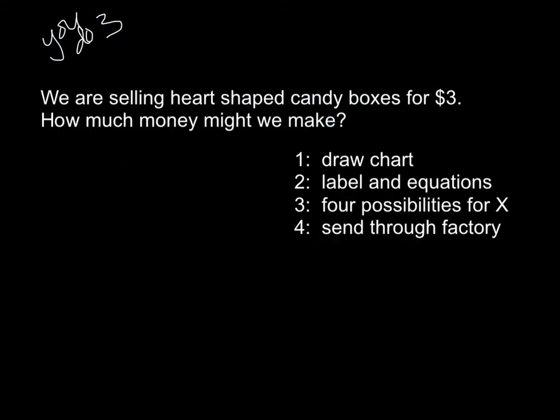Okay, the final you do, what it looks like in word form. We're selling heart-shaped candy boxes for $3. We don't know how many they sold. X is, I don't know how many, I'll guess. How much money might we make? So we can use that chart to get an idea for how much we'd make if we sold this much, and how much we'd make if we sold that much. So go ahead and do the whole thing. Push pause, and then push play when you think you've got it.